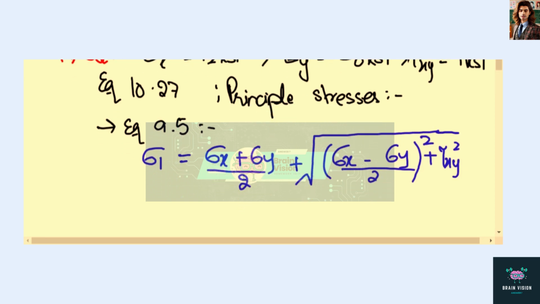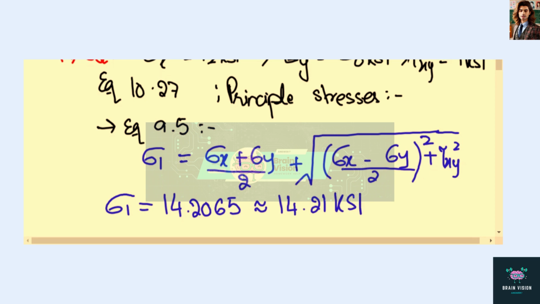Just plug in the values. You have all the values. I'm not going to do that step, I'm going to skip it because it is merely putting in the values. I'm just going to write the calculated value, that is 14.2065, approximately equal to 14.21 KSI. So this is your first principal stress.